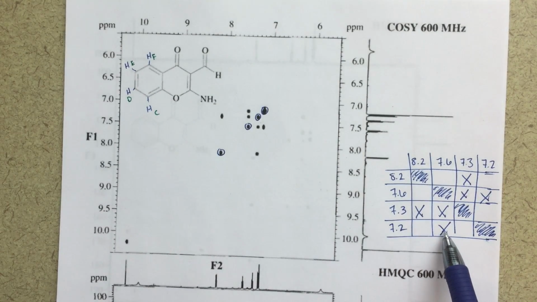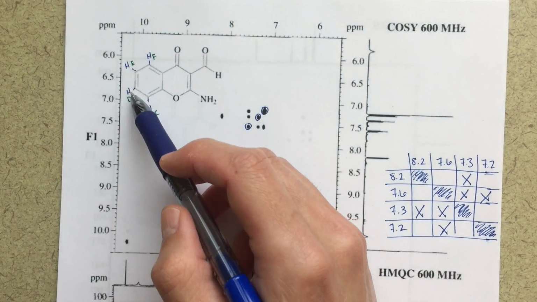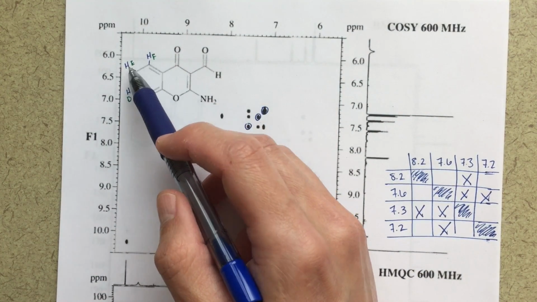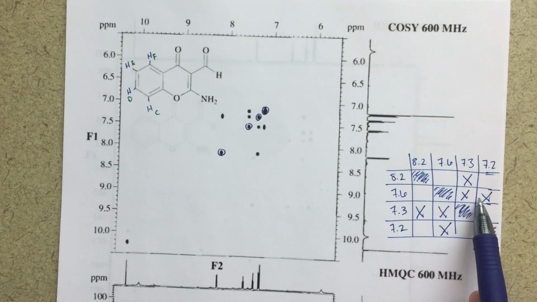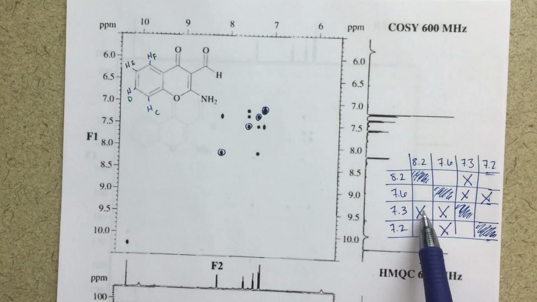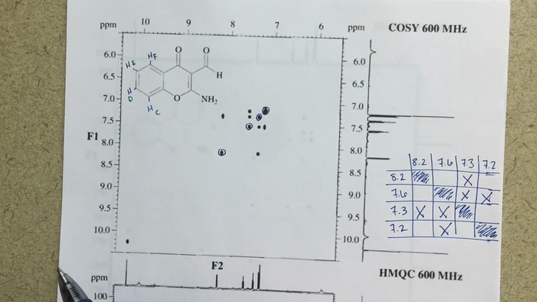Same thing for 7.2. It's only correlating with 7.6. So C and F, we can tell, is going to be 7.2 or 8.2. The other peaks, E and D, they should correlate with both F and D. So we can tell that 7.6 should be either E or D, and 7.3 should be either E or D because it's correlating with multiple different signals.